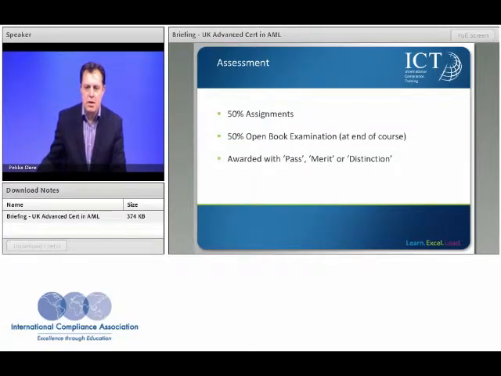The assessment is 50% on the assignment and 50% on the open book examination. The overall pass mark for the course is 50%, and the qualification can be awarded with a pass, merit, or distinction grade.